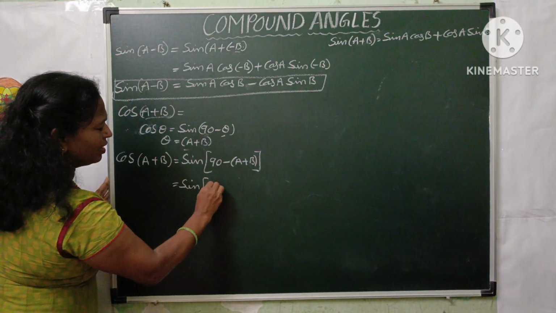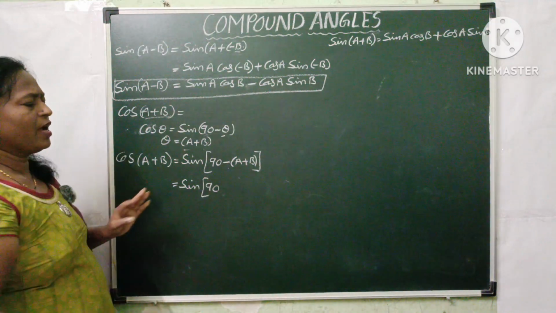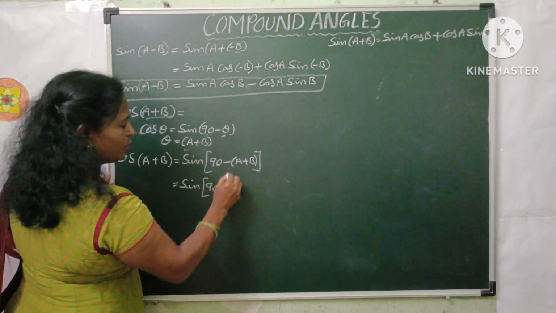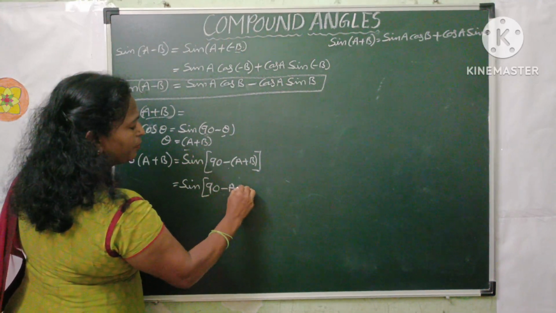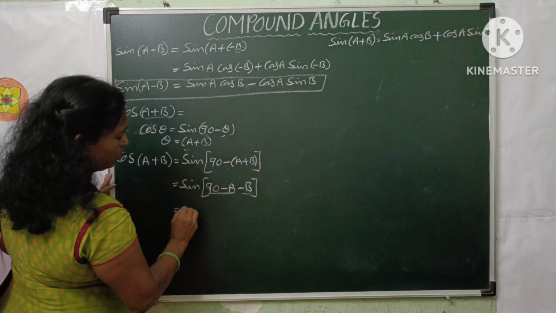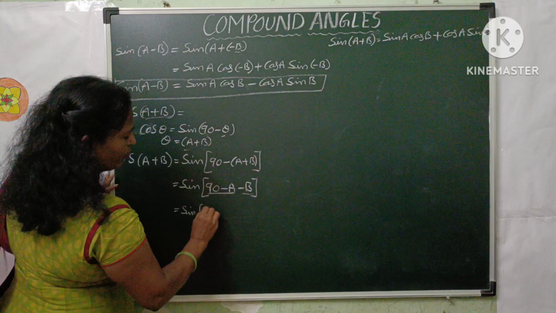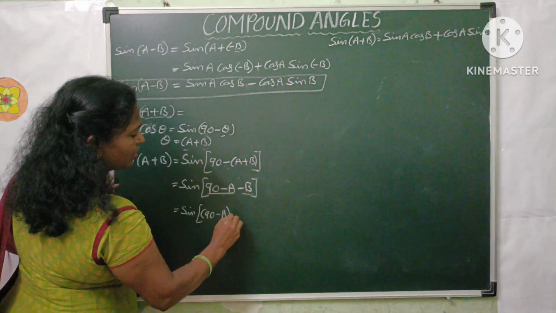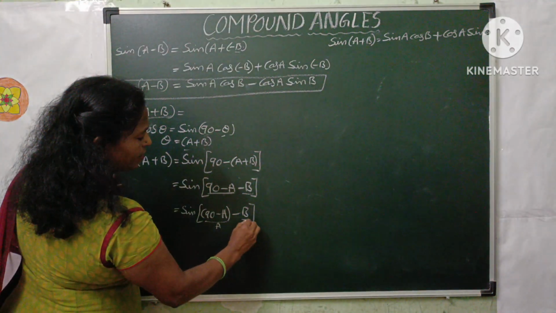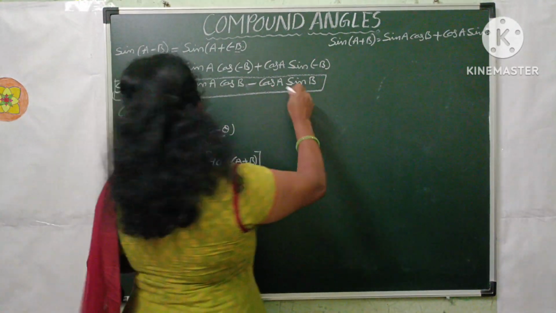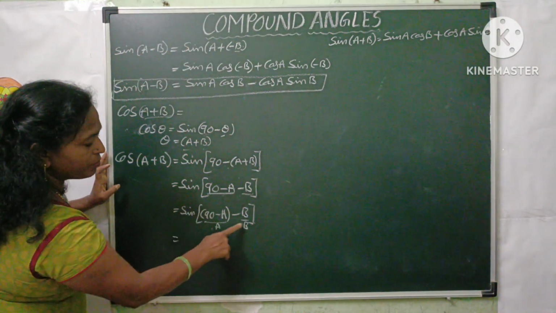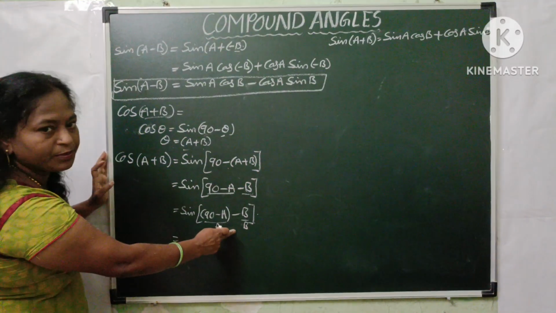Now, sin of 90 minus, if you open the bracket, inside the bracket opposite sign, means minus into plus, here minus A minus B. This is one group and this is one group. Sin 90 minus A minus B. Now check it, this is A, it is B. Do you remember, just now we found the sin A minus B formula. Here only it is there. Sin A minus B. This is in the form of sin A minus B.